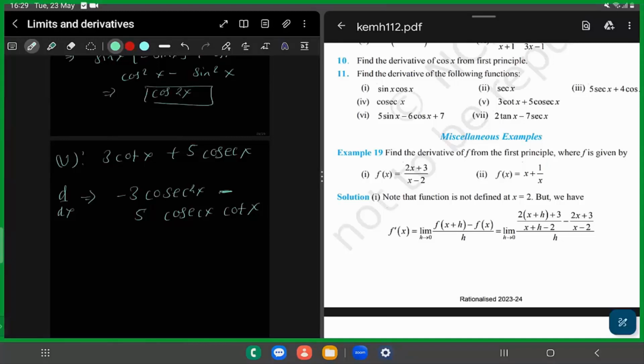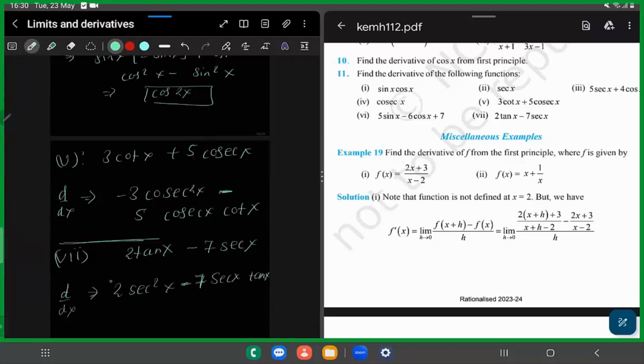Likewise, if we move to our last part, that is the seventh part, this is 2 tan x minus 7 times sec x. Again you have to apply the simple formula: the derivative of tan x is sec square x, so this is twice sec square x, minus 7 times the derivative of sec x, which is sec x into tan x. So this would be our final result.